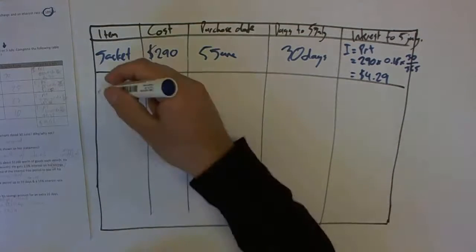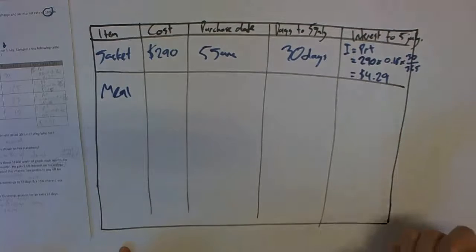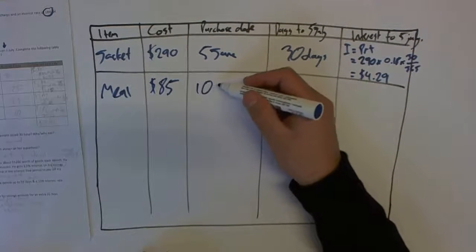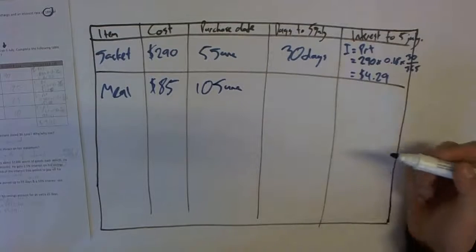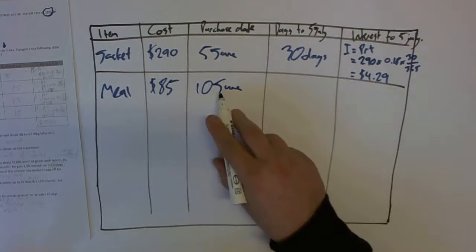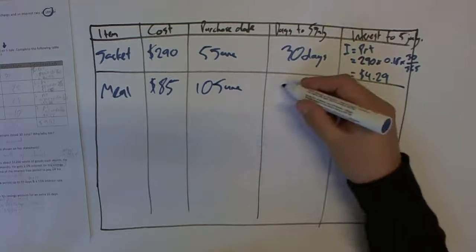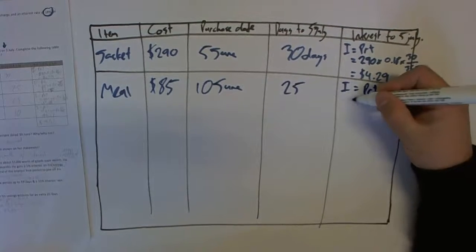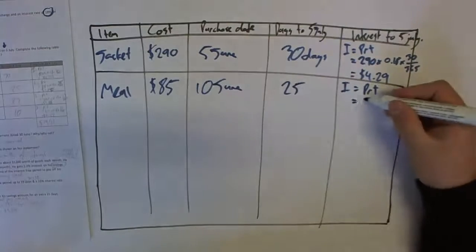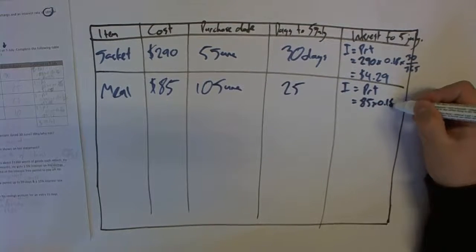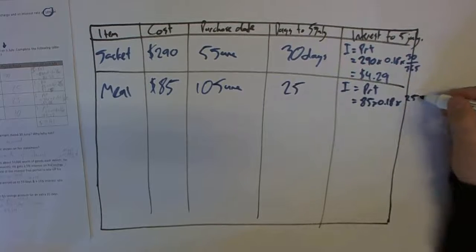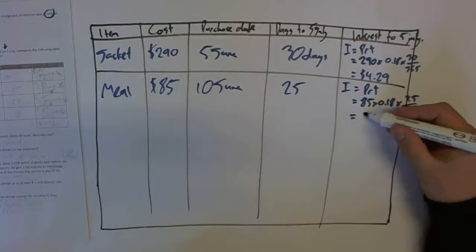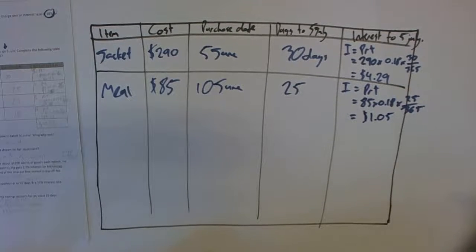Now, the next item was the meal. The meal cost $85. It was on the 10th of June. Okay, so how many days is it to there? Well, it's 20 to the end of the month, and then plus 5, so we've got 25 days. And now we're going to do the same thing. I equals PRT is 85 times our rate times 25 on 365. And that's going to give us $1.05. Okay.